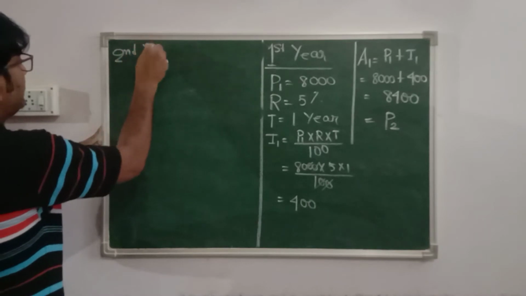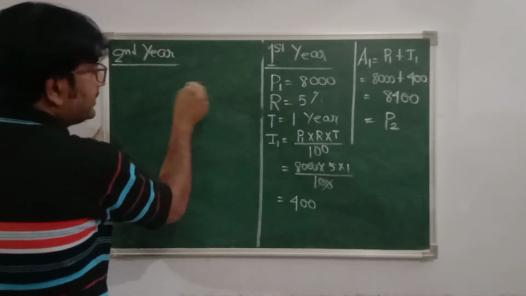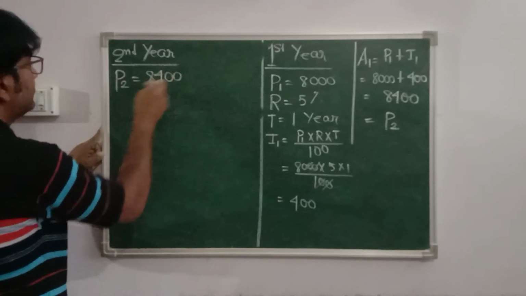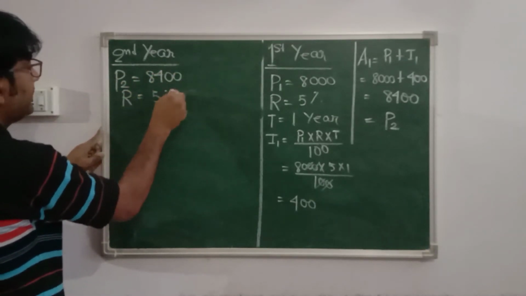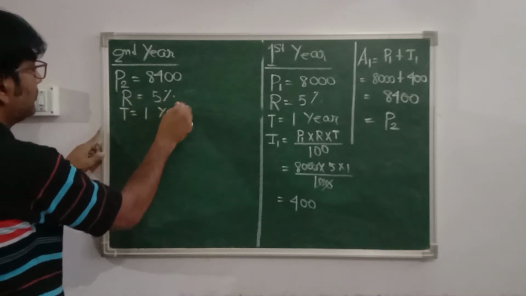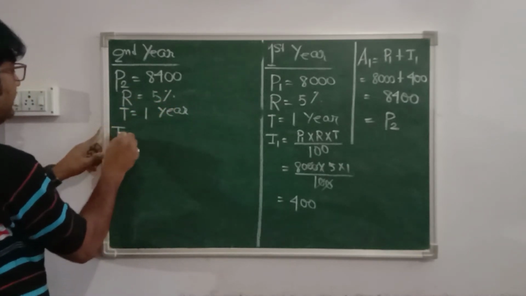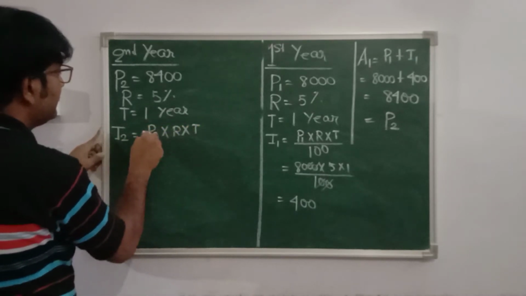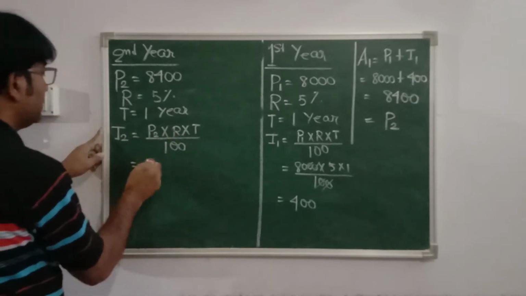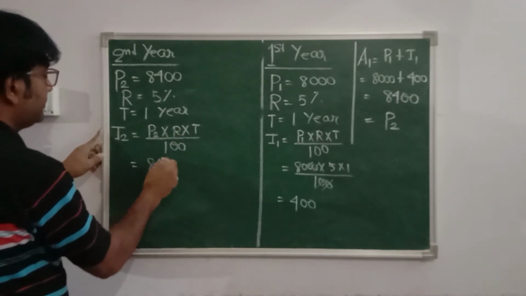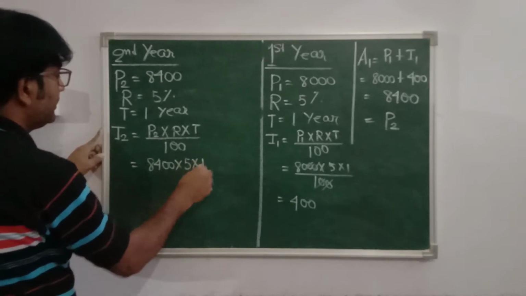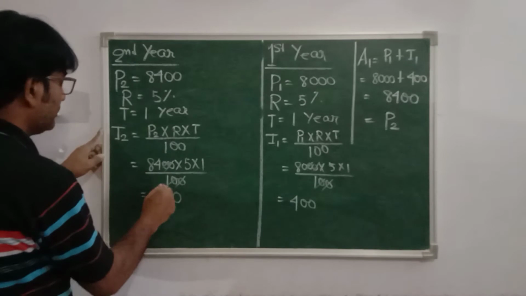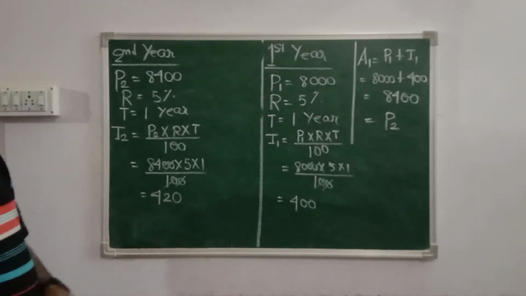So in the second conversion period or the second year, we have the principal P2 equals 8400, rate again the same 5%, time is 1 year, so the interest is P2 into R into T by 100, and that is 8400, rate is 5 into 1 by 100. So 420 is the interest for the second year.